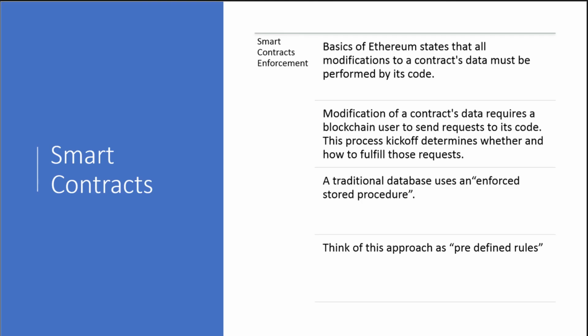Now, when it comes to enforcement, anytime you modify a contract, that code requires a blockchain user to send requests to the code. Again, this could kick off a process to determine whether or not this request is fulfilled. A traditional database uses an enforced stored procedure, very similar to that. And this approach is also known as predefined rules.